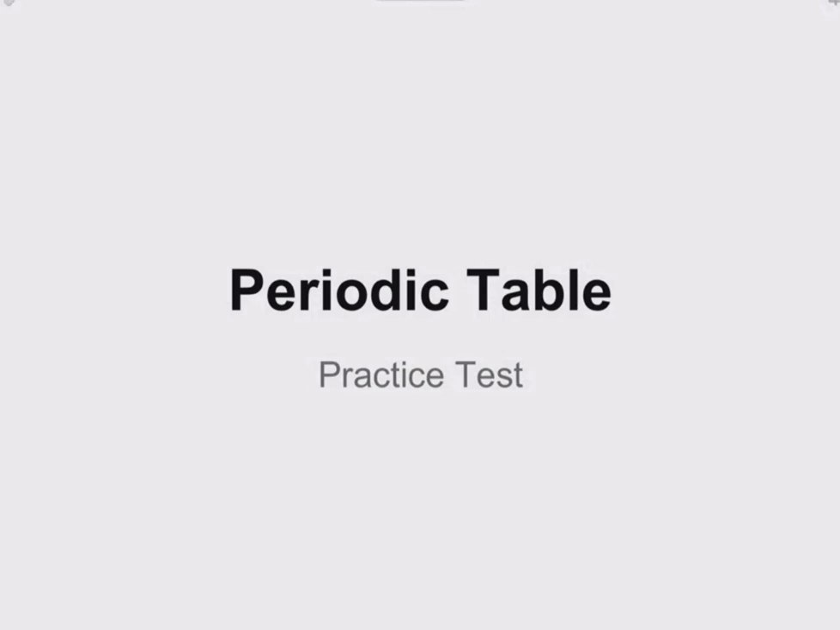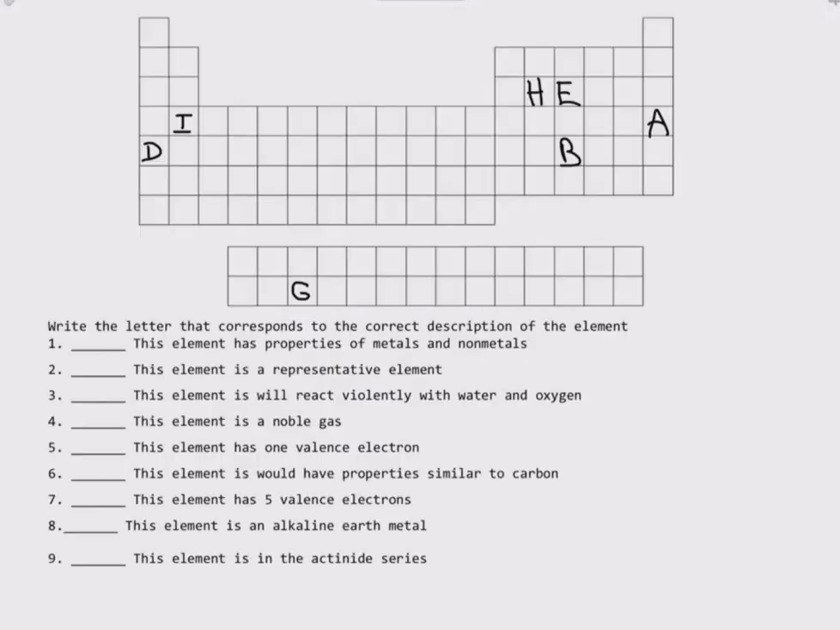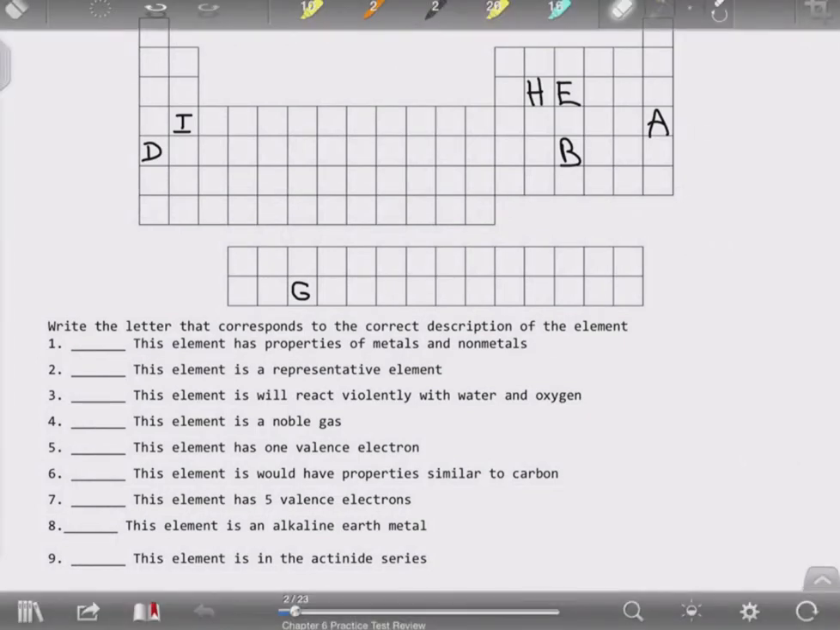Here we go. This is the review for the test on the periodic table. Identify which of these elements matches the descriptions. Elements with properties of metals and nonmetals. The elements with properties of metals and nonmetals are called the metalloids. And they follow along a line that goes right down here.